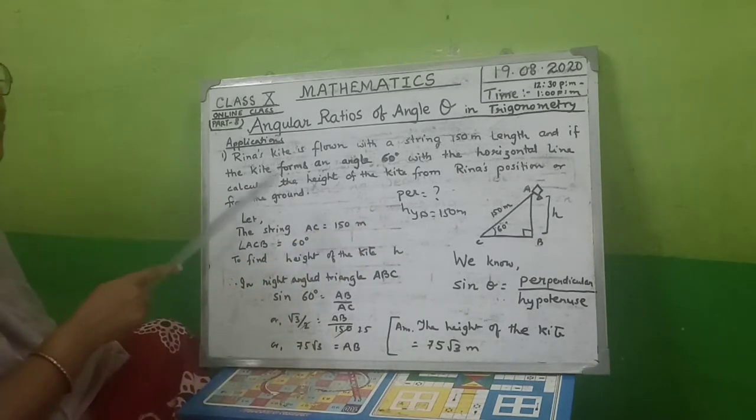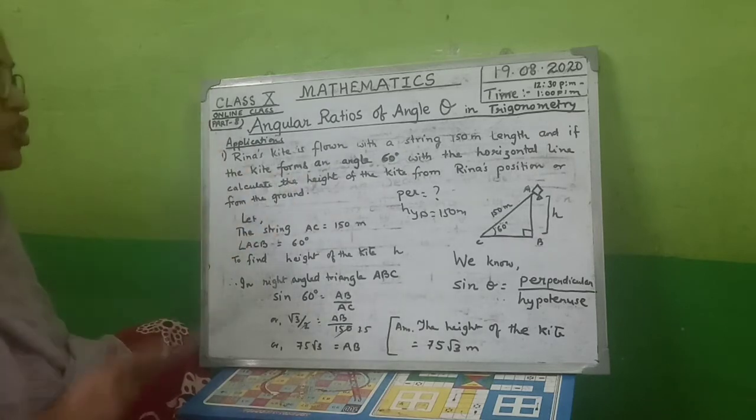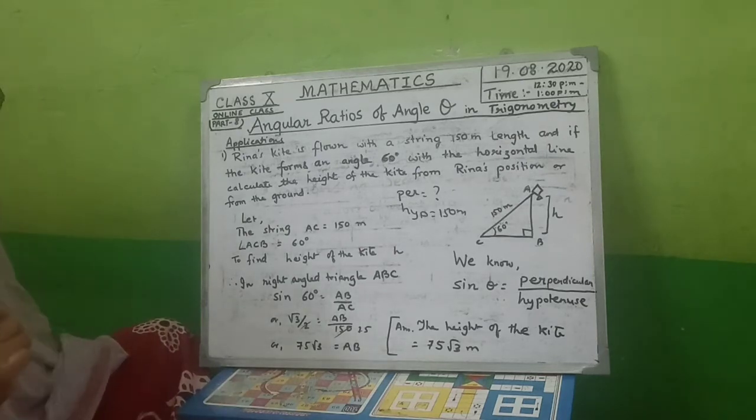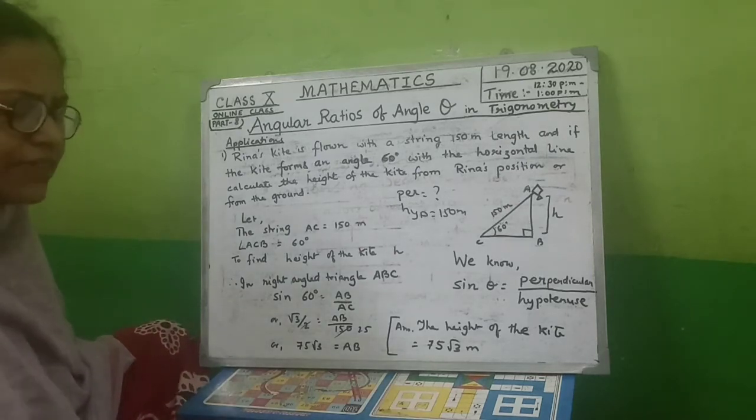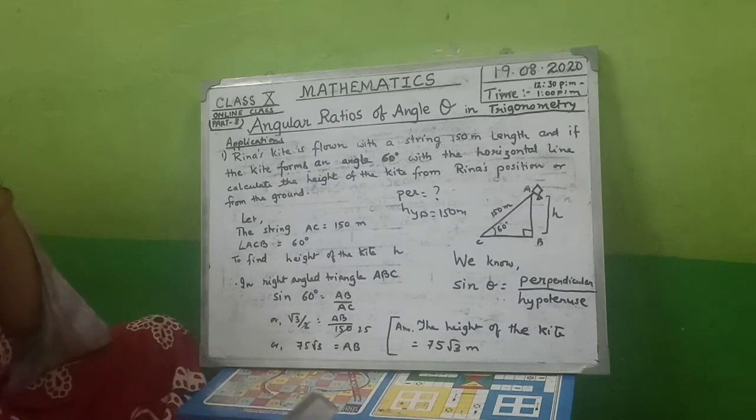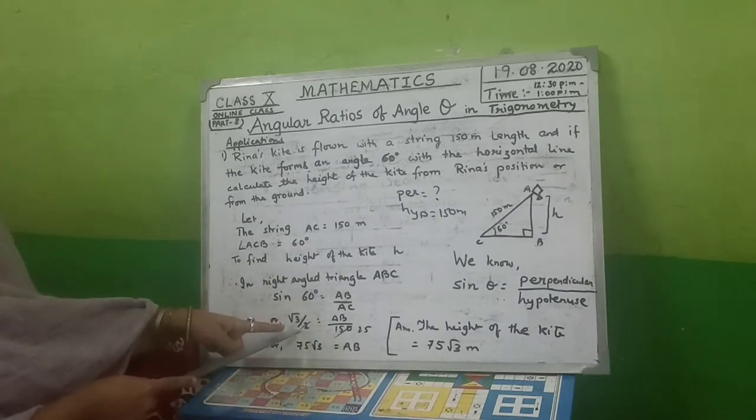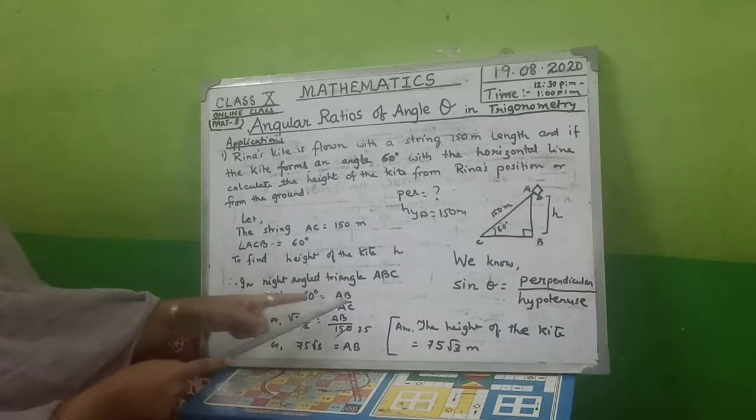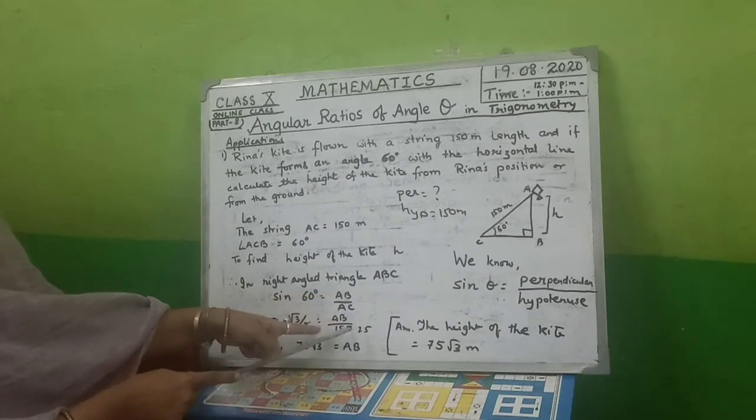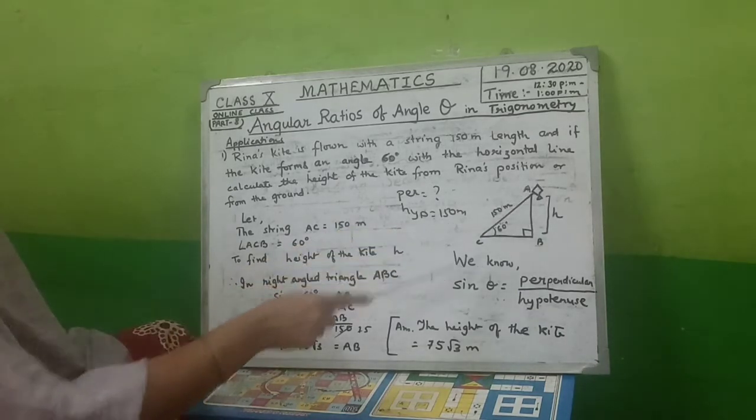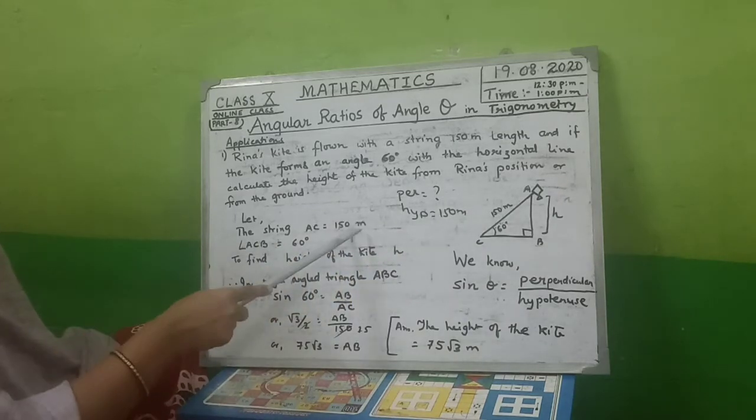Now, just now I taught you all the angular ratios. Children, by this time you have memorized what is sine 60. Yes, correct. You have learned, my children. Sine 60 is root 3 by 2. We'll just put sine 60 is equal to root 3 by 2. And AB is the perpendicular and AC we know. AC is how much? It is 150 meter.